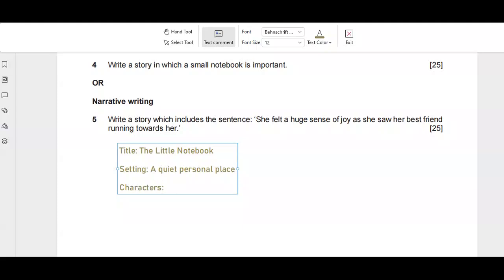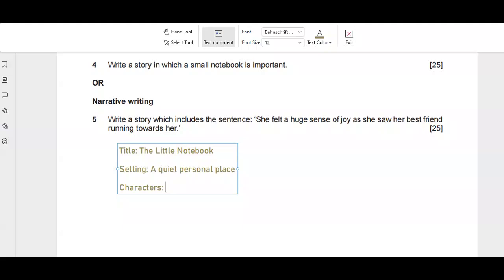Usually, the narratives are written with the first person perspective or with the third person perspective. The perspective has been clearly mentioned in question number 5, but not with question number 4. Usually when the examiner asks you to write a story and the title has been given, the perspective is totally in your hand. You can either go on with the first person perspective or you can go on with the third person perspective.